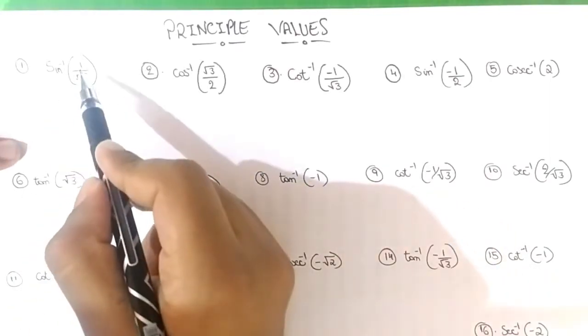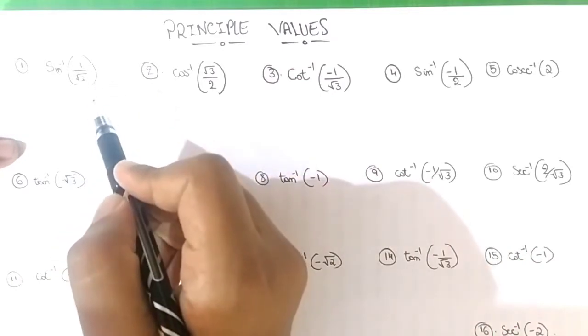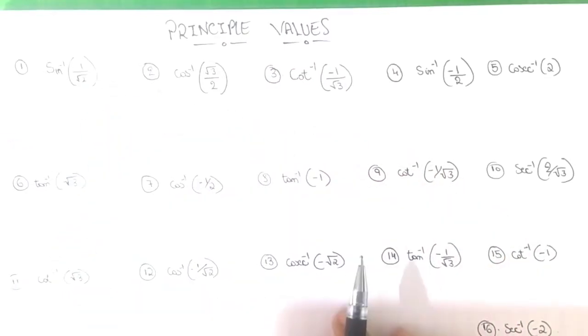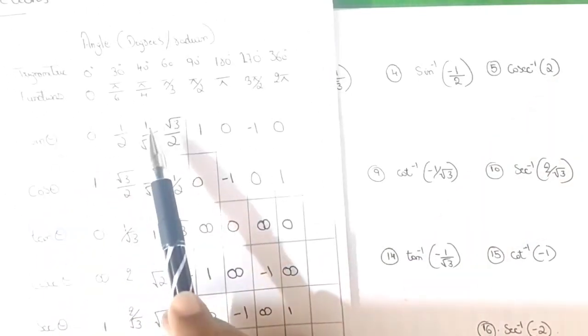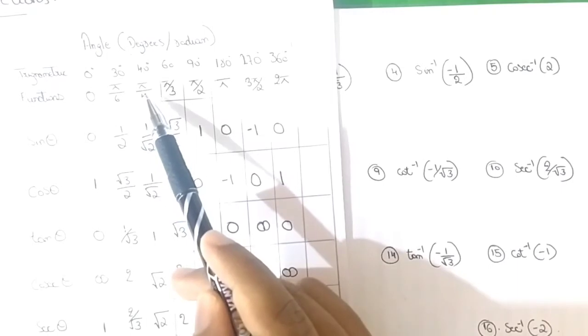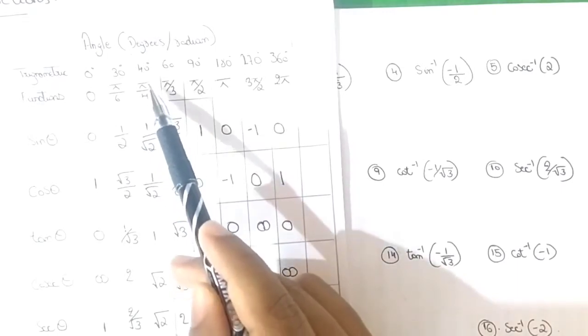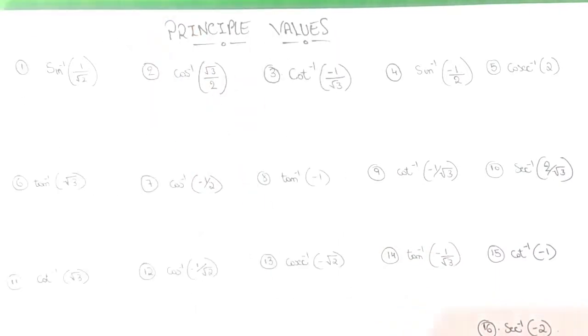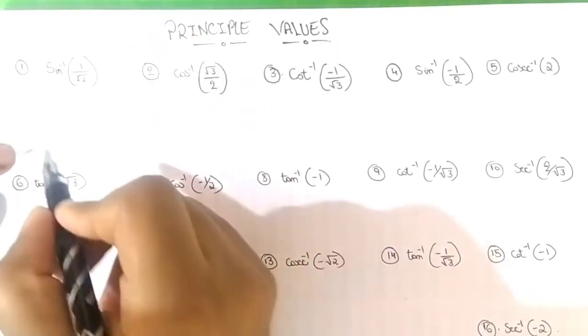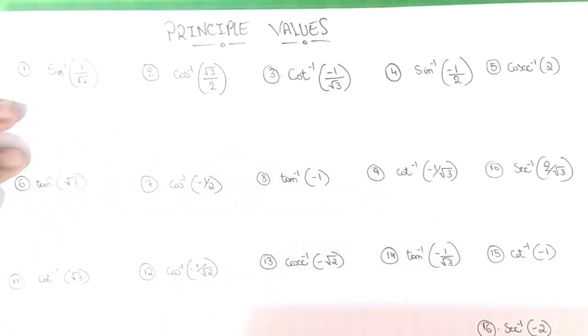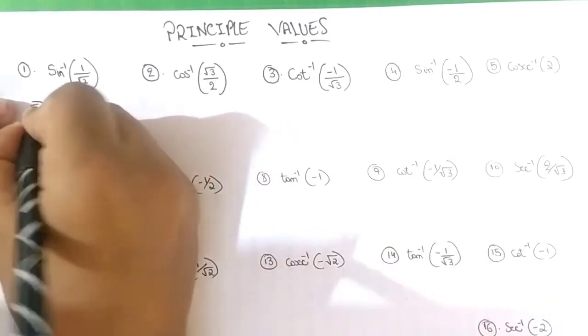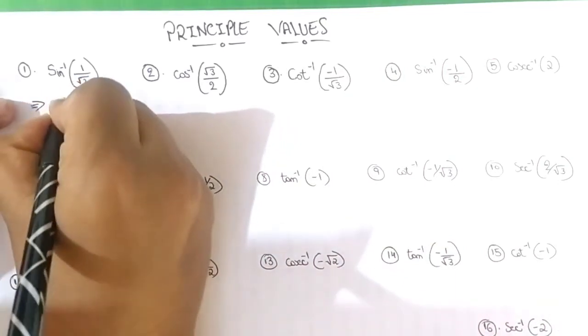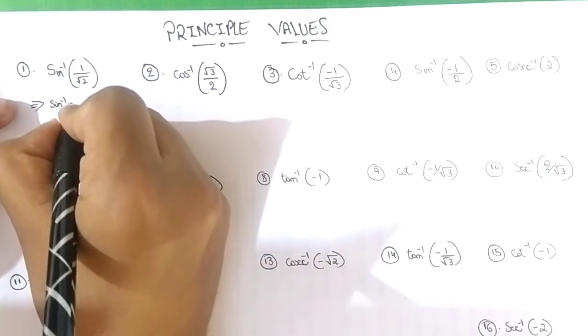First question is sine inverse of 1 by root 2. We have sine of 1 by root 2 corresponding to pi by 4 from the given values. Now we can directly write it as pi by 4. If you want to solve, you can solve. I will show one solving method.